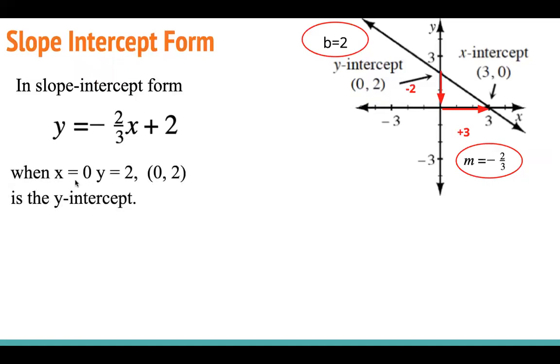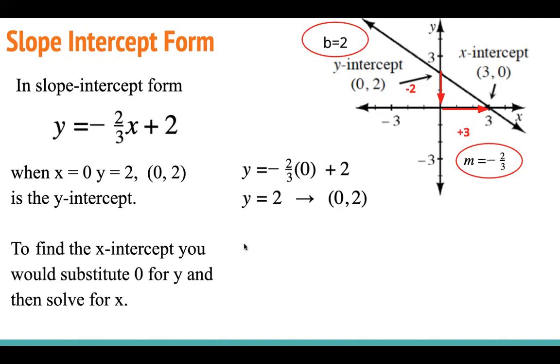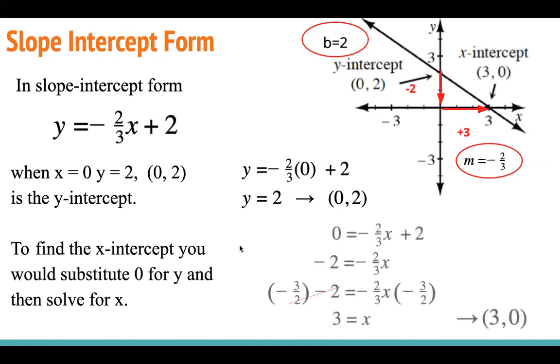I can find the y-intercept. If I plug in 0, I can clearly see that this x term goes away, and I'm left with y equals 2, which is the point 0, comma 2. On the x-intercept, I'd substitute 0 in for y and then solve for x. So here, substitute 0 in. And I get 0 equals negative 2/3 x plus 2.